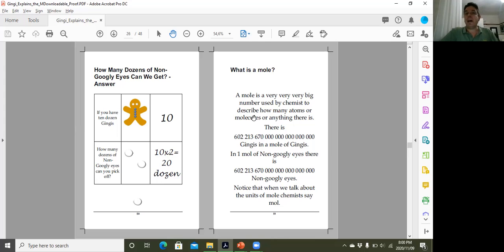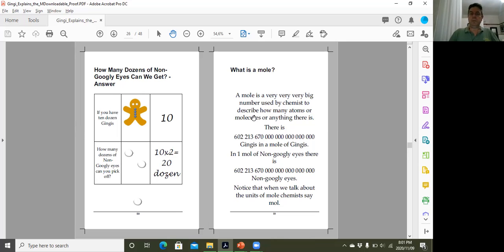So what is a mole? A mole is a very, very large number used by chemists to describe how many atoms or molecules or anything else there is. So it's actually 6.022 times 10 to the power 23. And if you write it out, it looks like that very big number.